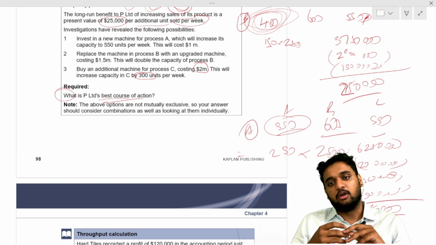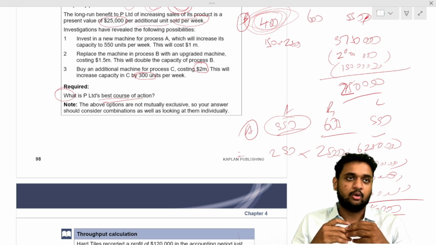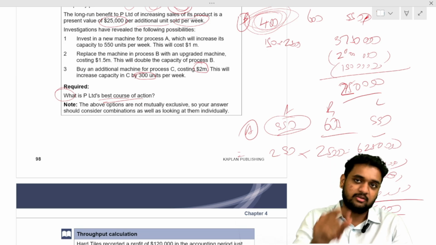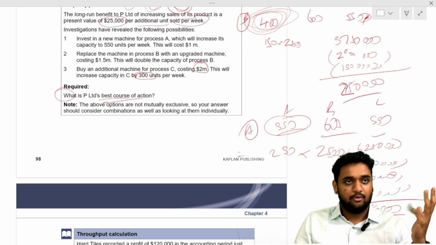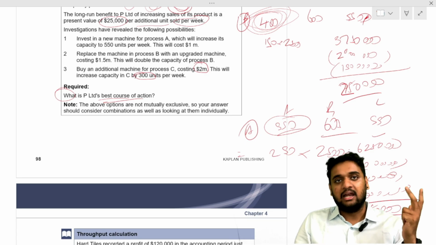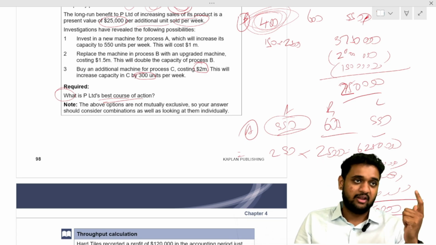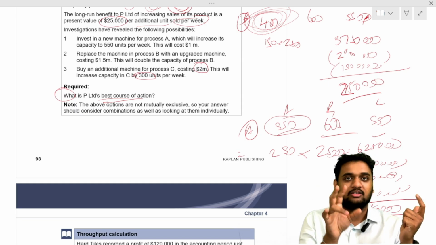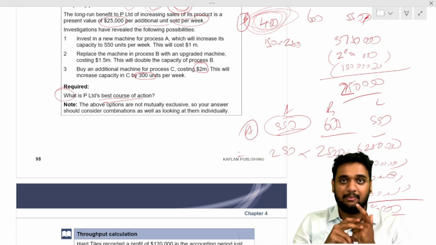Next, what is the next bottleneck? B, 300 units. So we will increase B capacity. If we increase capacity, how much will be the new number of units? Total new units will be 400, 600 and 550. We will not get only B, C and B together, because our C capacity will come down by C and B together.